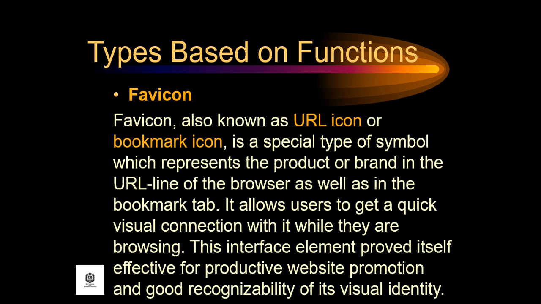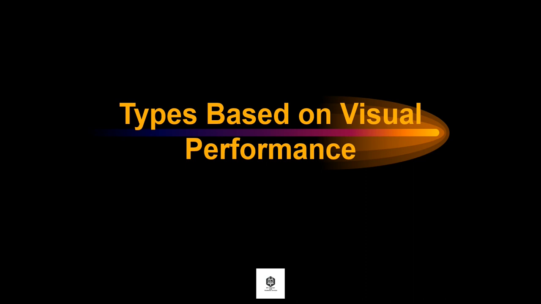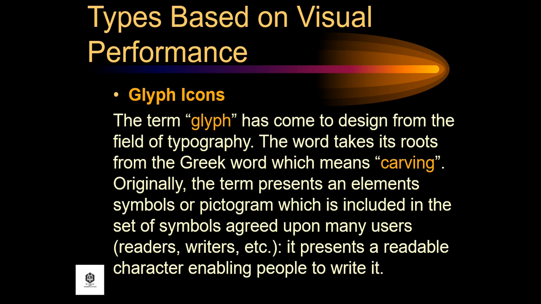Another is the Favicon, also known as URL icon or bookmark icon. It's a special type of symbol which represents the product or brand in the URL line of the browser as well as in the bookmark tab. It allows users to get a quick visual connection with it while they are browsing. This interface element proves itself effective for productive website promotion and good recognizability of its visual identity. Let's proceed to the types of icons based on visual performance.